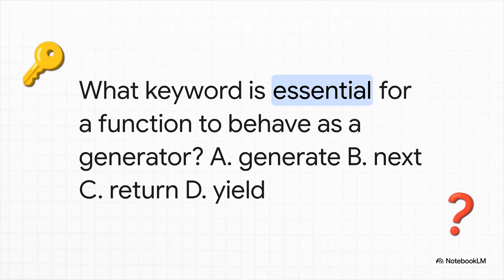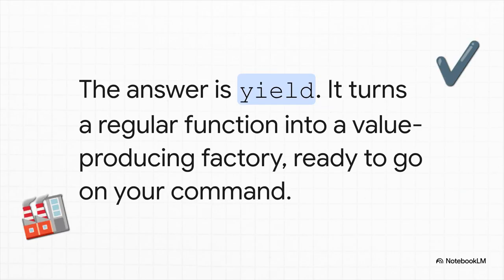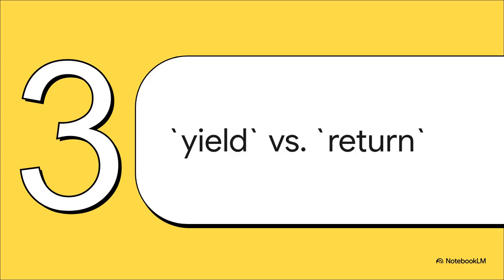What is it that tells Python, hey, this isn't just a regular function, this is one of those special generator things? Is it generate, next, return, or yield? The answer is D, yield. That's the one. It's the keyword that completely transforms a regular function into a value-producing factory, just waiting for your orders.